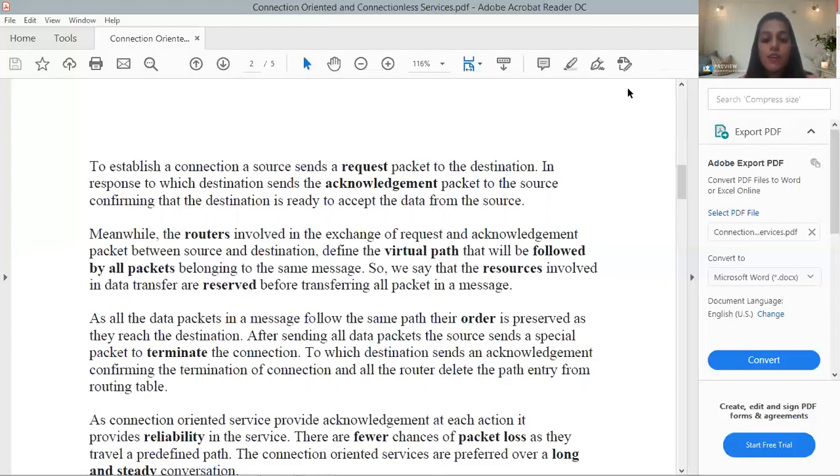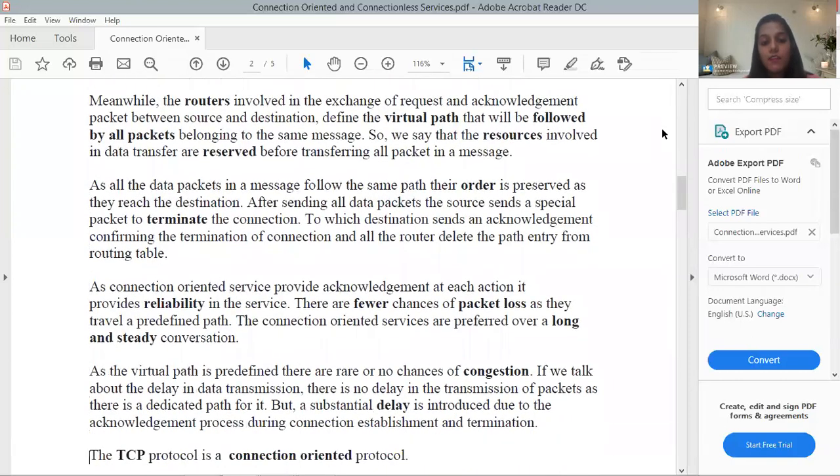Connection oriented service provides acknowledgement at each action and provides reliability, because we get the message that the packet is received by the receiver, and there are fewer chances of packet loss as they travel a predefined path. So connection oriented services are preferred for a long and steady conversation. Long and steady conversation means there are pre-decided paths and it establishes the virtual connection with the receiver before the connection actually happens. So this is connection oriented service.